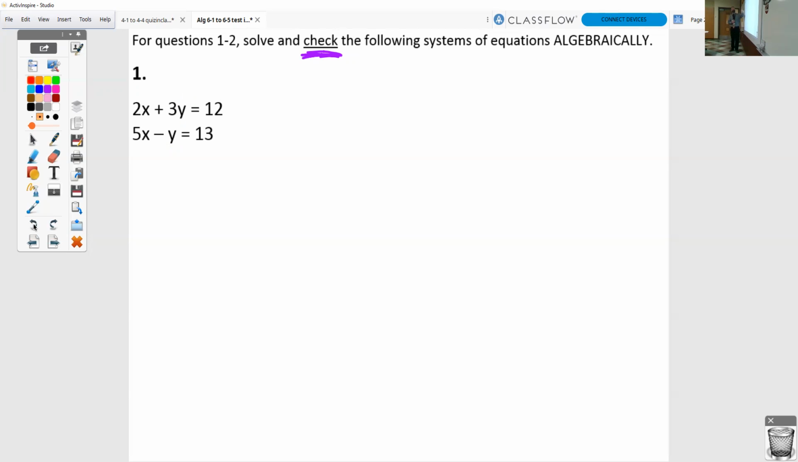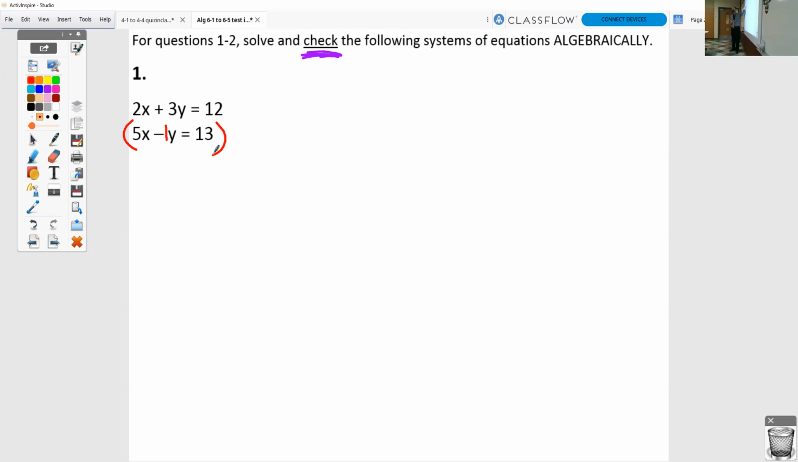What I would do in this one is try and create my own opposites. You have a 2x and a 5x. Does 2 go into 5 evenly? No. So I wouldn't use the x's. You have a negative 1y here, and you have a 3y. Does 1 go into 3 evenly? Yes. I would try and multiply to create opposites with my y's.